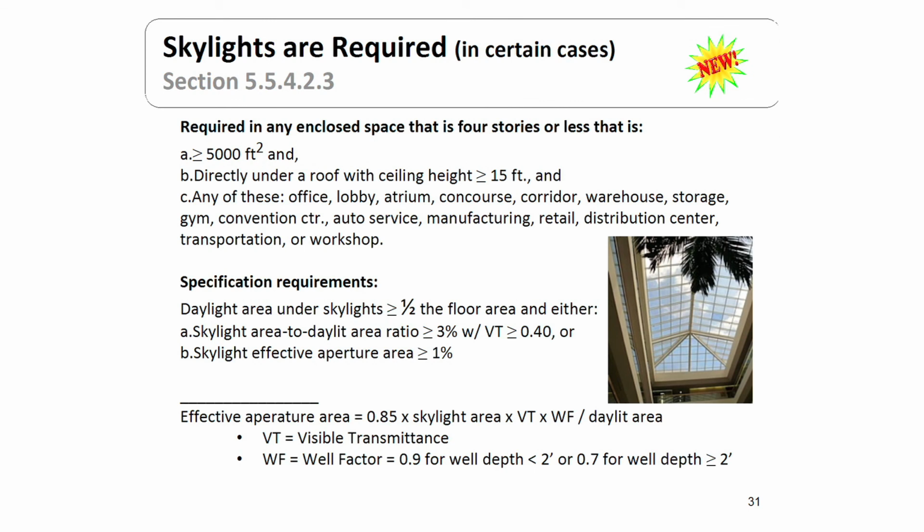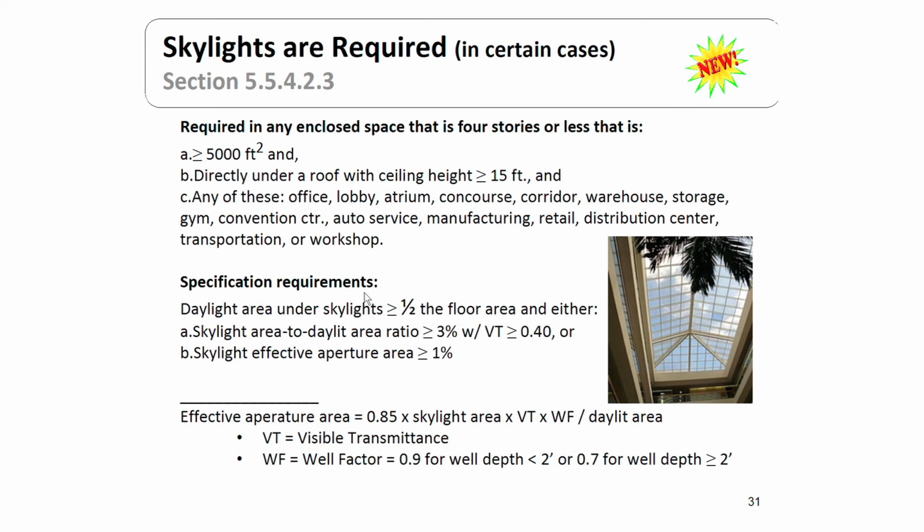And here we see that skylights are actually required in certain cases. They are required in enclosed spaces that are 4 stories or less, 5,000 square feet or more, and directly under a roof with ceiling height greater than 15 feet. This applies to any of these kinds of spaces that are listed here, and you can read them: office, lobby, atrium, concourse, and so on.